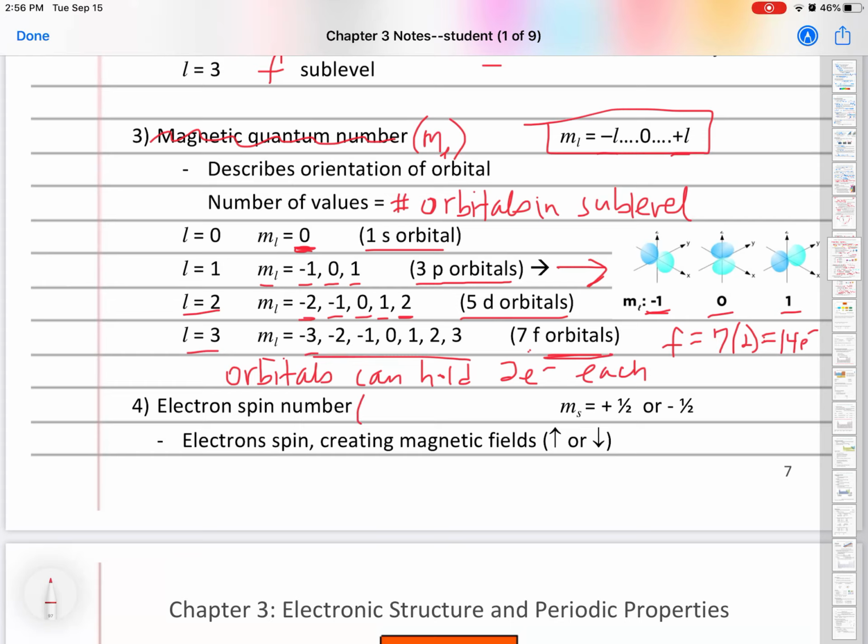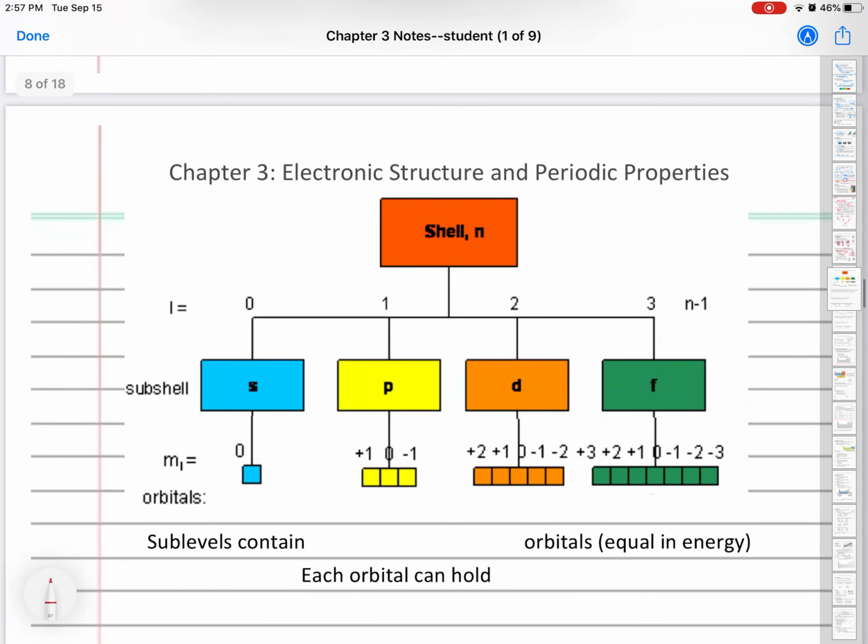The last number, the 4th quantum number, is the electron spin number, or the m sub s. And electrons can spin either clockwise or counterclockwise, or sometimes they spin up or down. There are different ways to indicate it. But the quantum number way to indicate it is that they have +1/2 or -1/2. So these are the only 2 allowed values for m sub s. You can't have an m sub s that's like 1 or 5 or 2.5. Those are your only choices.